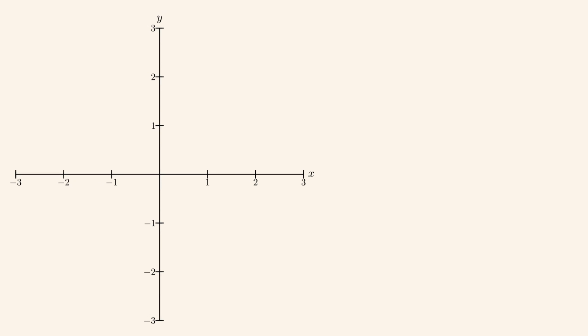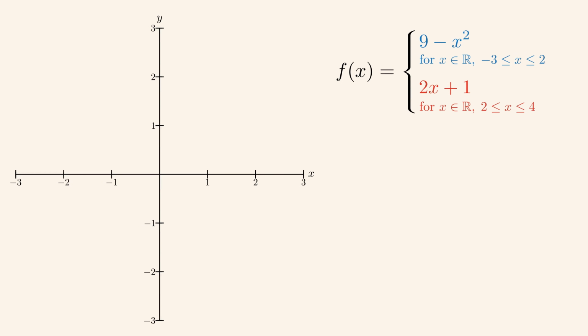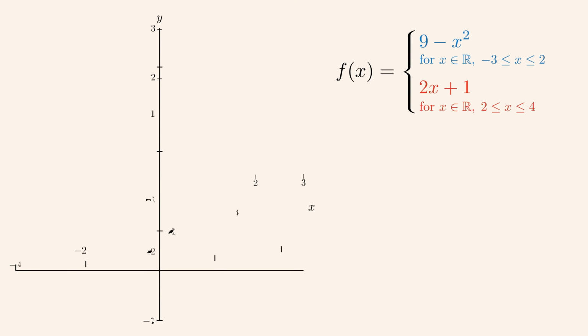Now let's say we have a quadratic function from x of -3 to x of 2. We also have a linear function from x of 2 to 4. This is called a piecewise function because it's made from 2 separate pieces, a blue piece and a red piece. First, let's focus on the blue part.